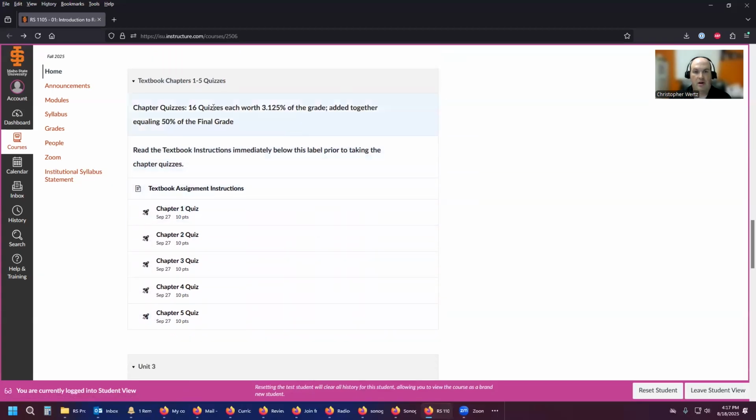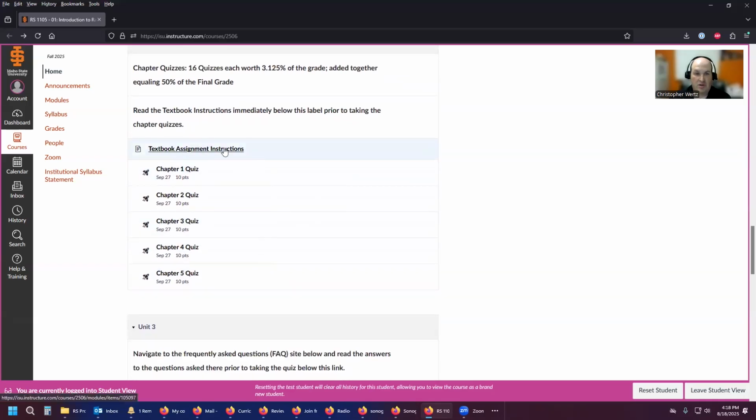Then you'll see that there are chapter quizzes. Each chapter in the textbook has a quiz associated with it. You look through here, there are chapters 1 through 5. Each one of those has a quiz. There are 10 questions in the quiz, and you're given 15 minutes to complete each quiz. You'll note that each quiz in this course has a time limit because I want you to be prepared ahead of time going into that quiz.